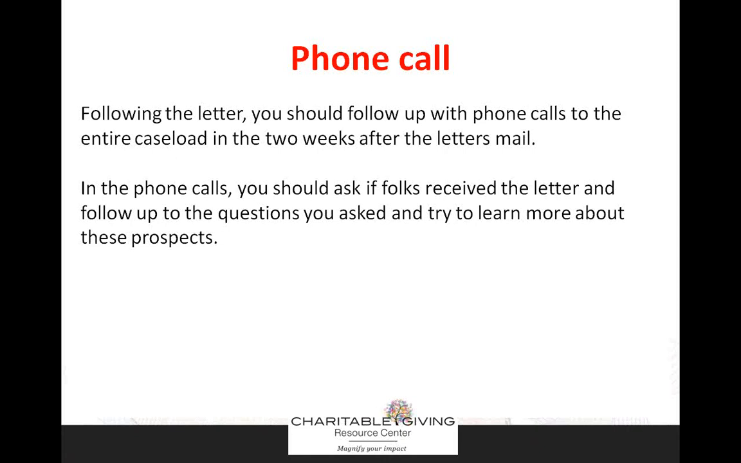A phone call. Following letters, you should follow up with phone calls to the entire caseload. Try to do it a couple weeks after that letter goes. Don't miss the opportunity to have that touch again. You should ask if they received the letter and then follow up to questions you asked and try to learn more about them as a prospect.